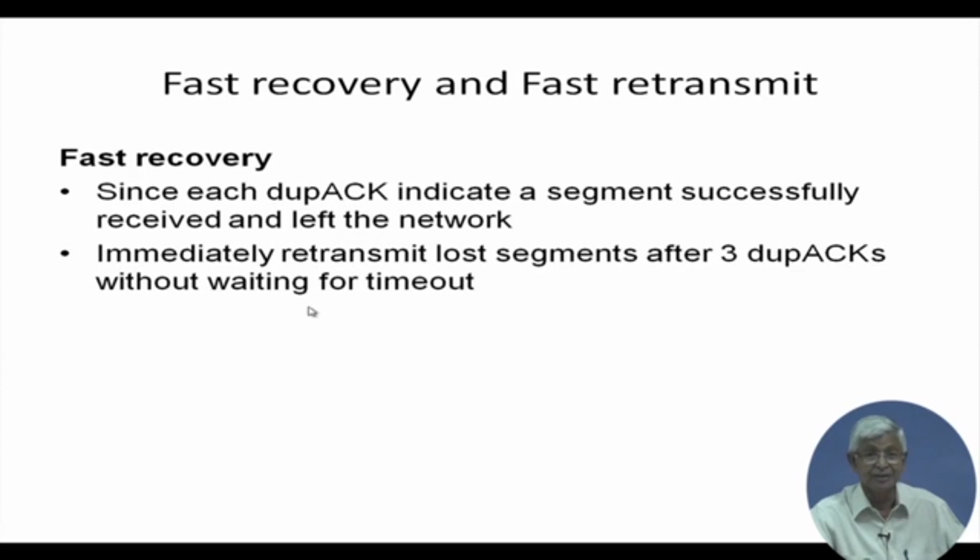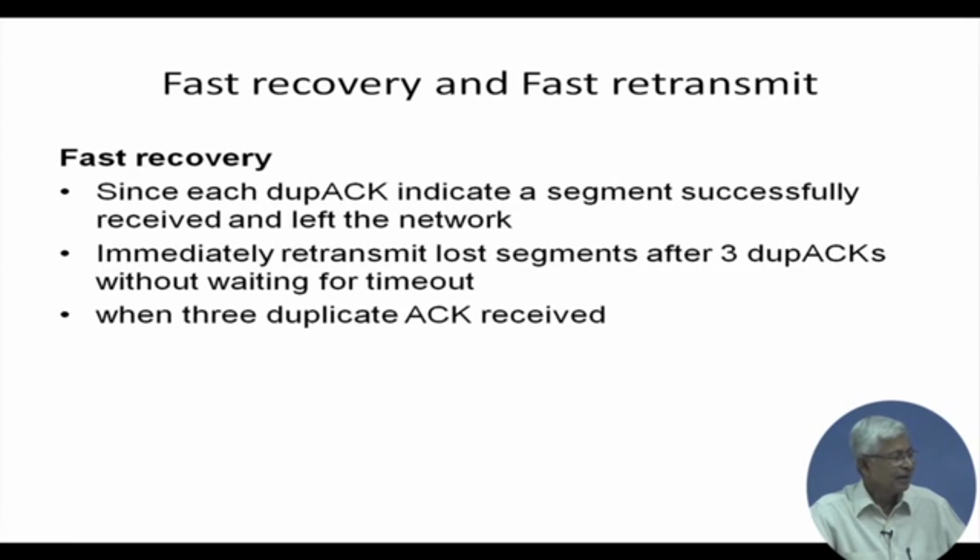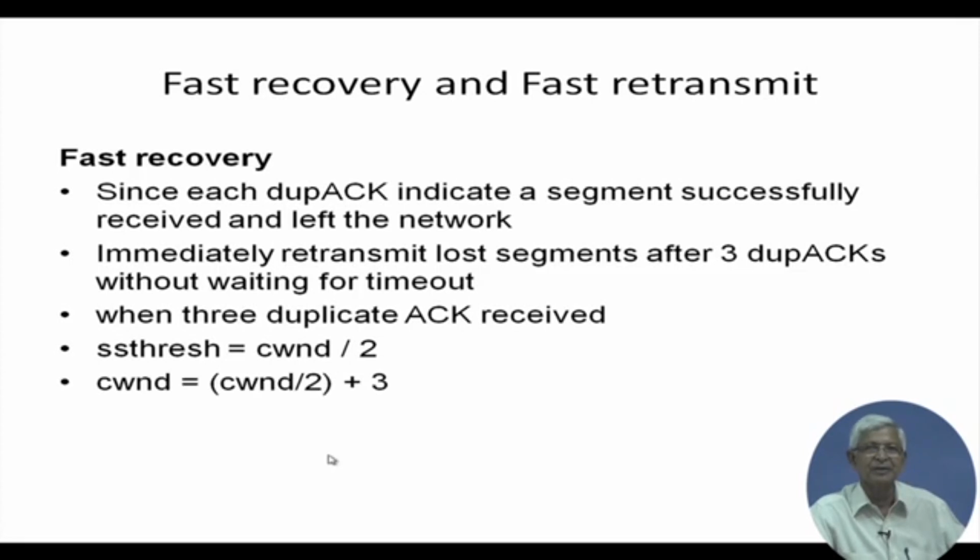If it is a timeout, then you have to go down to almost 0, that is 1 segment, and start. And when 3 duplicate ACKs are received, the SS threshold is reduced to half. That is the fast recovery phase, and the new CWND will be CWND by 2, and since 3 segments have been sent, it will be increased by 3, slightly inflating it. So this is the quick recovery of the system without going down to slow start.